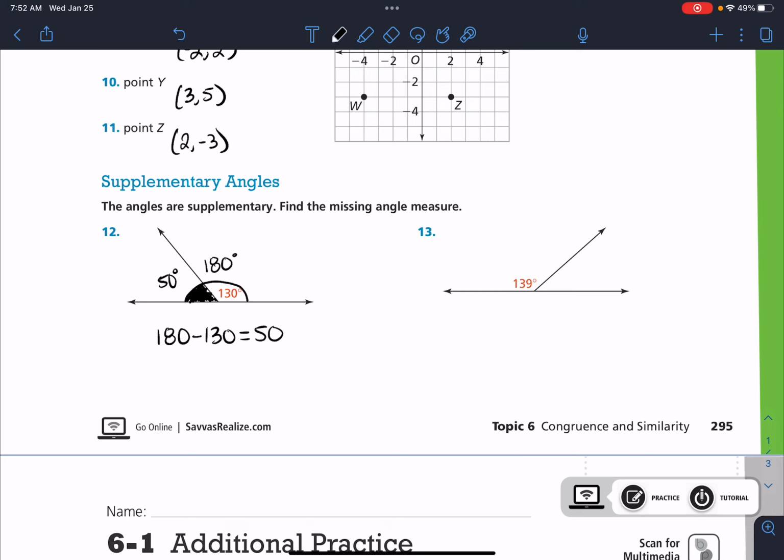Easy enough. So remember, that's the total minus the angle that you have, and it equals the missing one. Okay, that's for supplementary angles.